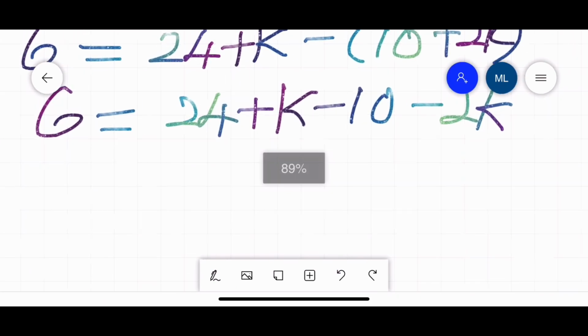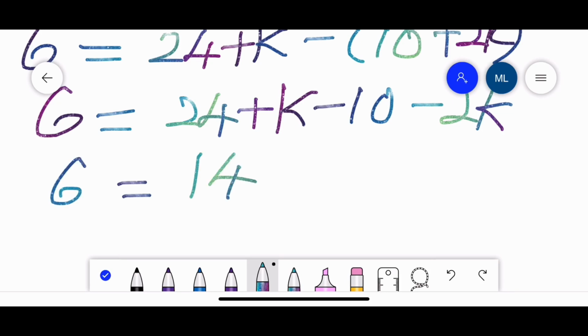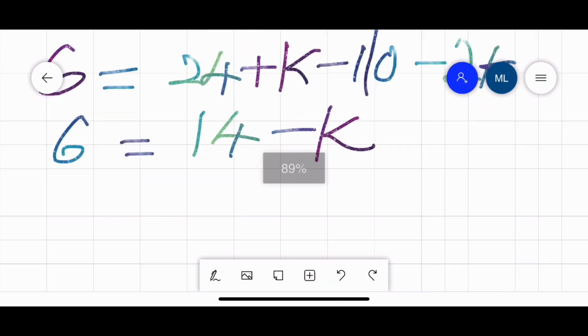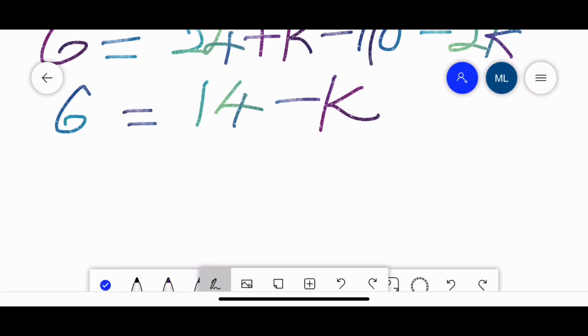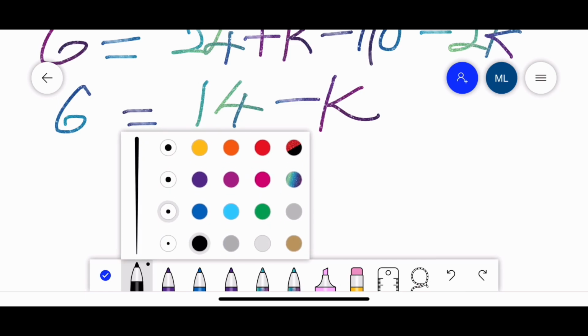And then now we want to solve the k, okay? So 6 is equal to 24 minus 10, you know, is 14 minus k. So now the negative k, you bring to the left, it become positive k. So positive k is 14 minus 6. So k is equal to 8. Okay, that is how you find the k. So it's not easy. So you must follow the steps.